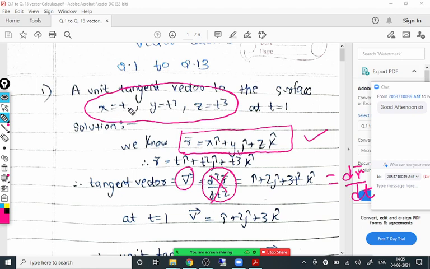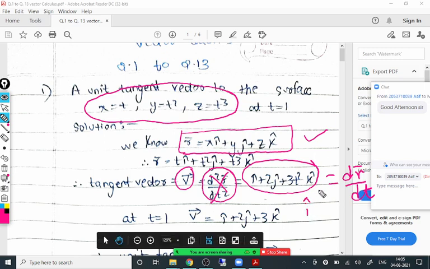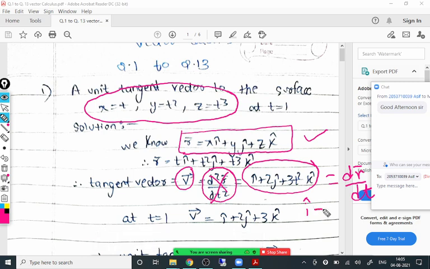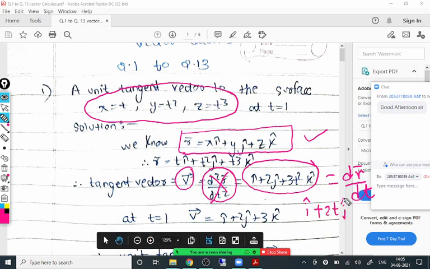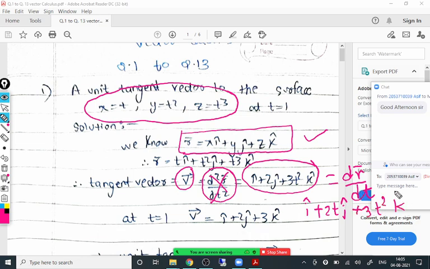If you observe, dx by dt is 1, so i cap, dy by dt is 2t, so 2t j cap. First you should write the general form, and 2t was not written here. So it is i cap, plus 2t j cap, and lastly 3t square k cap. This is the general velocity vector, the velocity vector at any instant t.